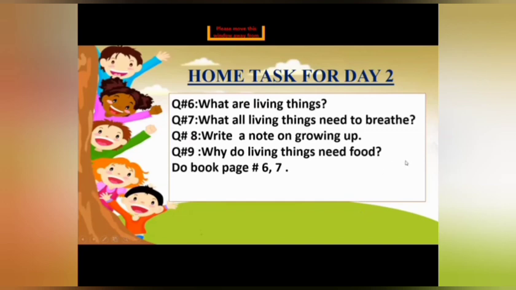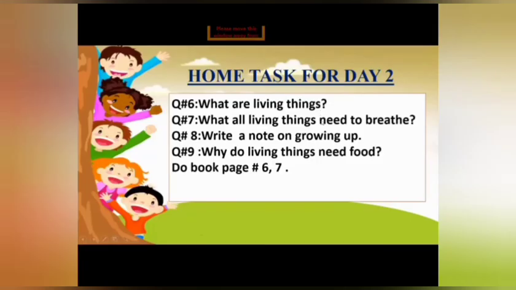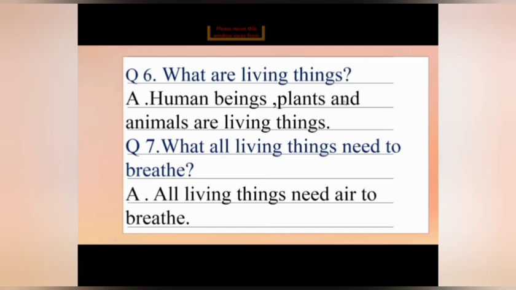Okay, so I am moving to the next slide. These are the question and answer. You will use a blue color pencil for question writing and the pencil for answer writing. What are living things? Human beings, plants and animals are living things. Okay, and what all living things need to breathe.